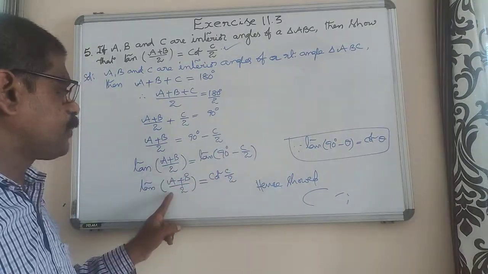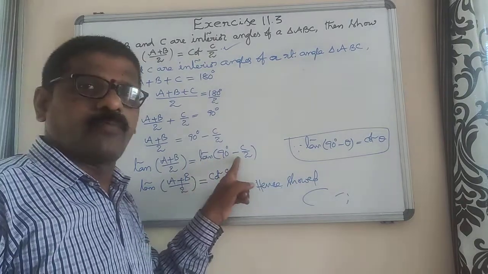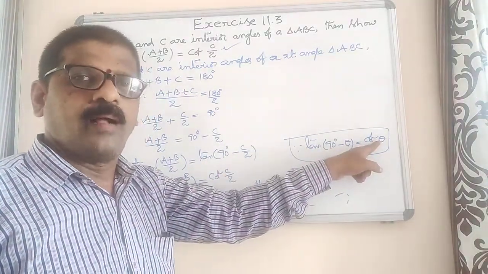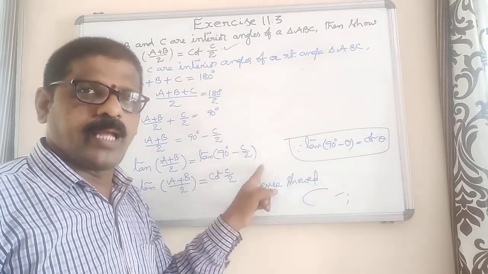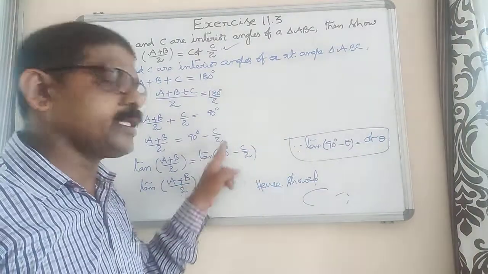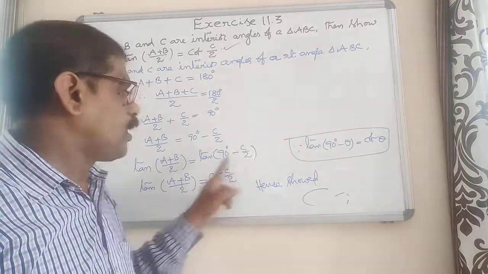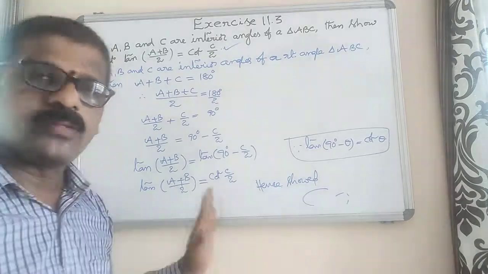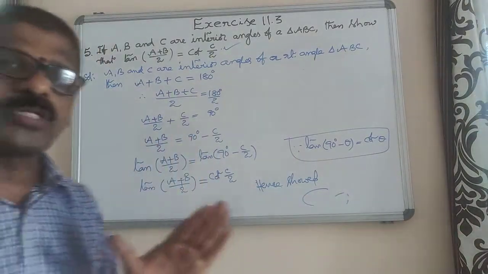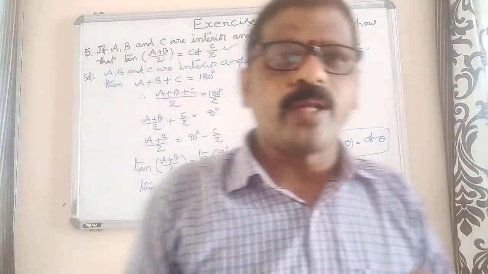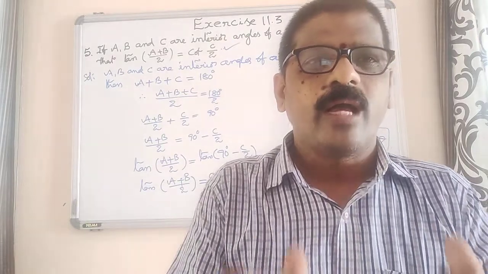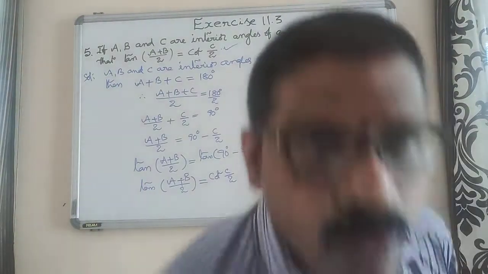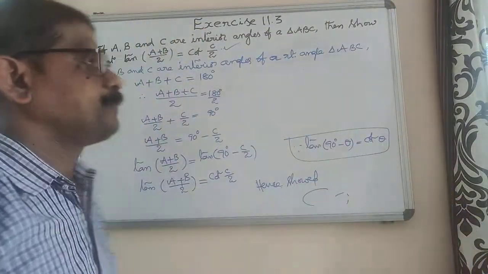Now tan (A plus B) whole by 2 equals, now it is in the form of tan (90 degrees minus theta), which can be written as cot theta. We replace theta by C by 2. Now it is in the form of tan (90 degrees minus C by 2). Now we can write cot C by 2. Hence proved. Clear? The fifth question is completed. Now we are going to the last question of exercise 11.3. Okay. Now going on to the sixth question.